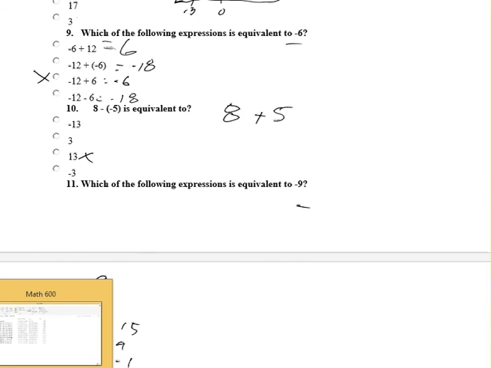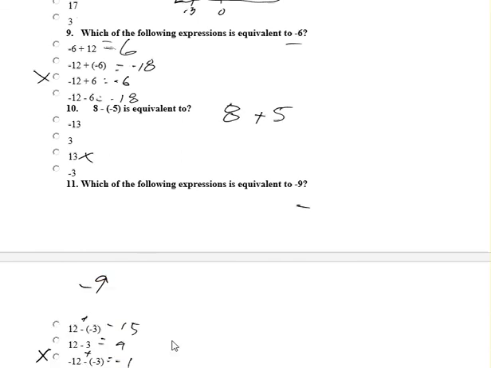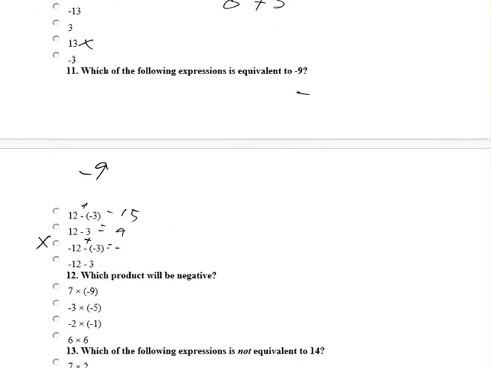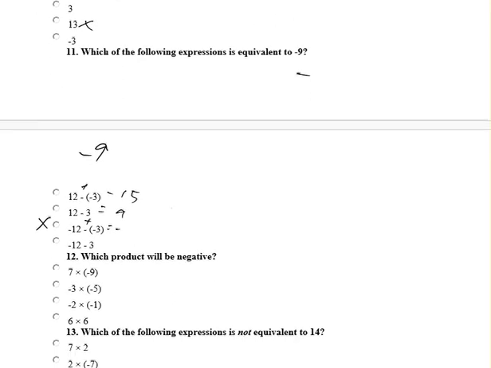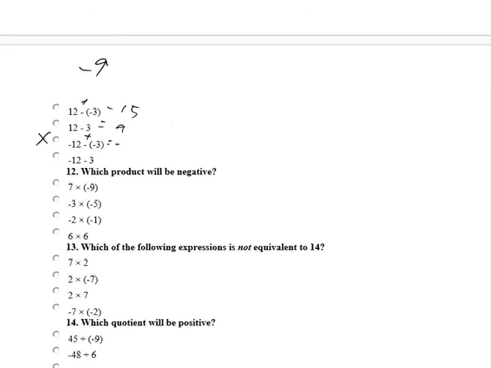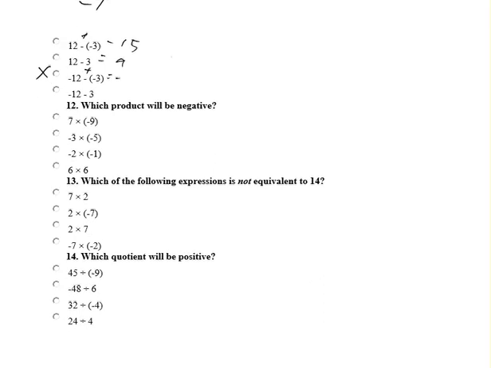And see what we can find here. And minus 12 minus 3 will be minus 15. And we're on to number 12. There's 12, 13, and 14 are all on our screen, so let's do them. Which product will be negative? Product means multiplication, and if the signs are the same, it's positive. If the signs are different, it's negative. So 7 times negative 9, signs different, it's going to be negative.